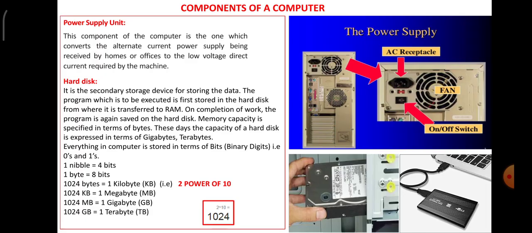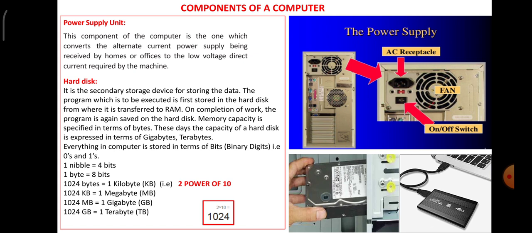Components of a computer. The main thing is the power supply unit. As you can see on the right hand side, the power supply is clearly given. A fan is given because the electronic material kept inside generates excess heat, so the fan is very important as a coolant. An on-off switch is clearly given to you, and the 3-pin plug, that is the AC receptacle. The 3-pin plug is very important. Through that, power goes in.